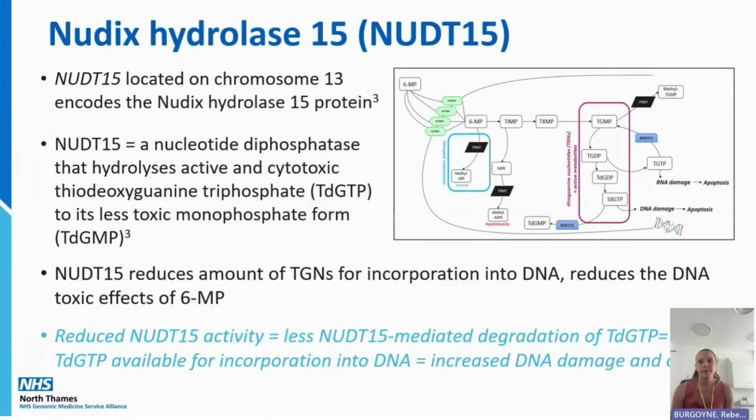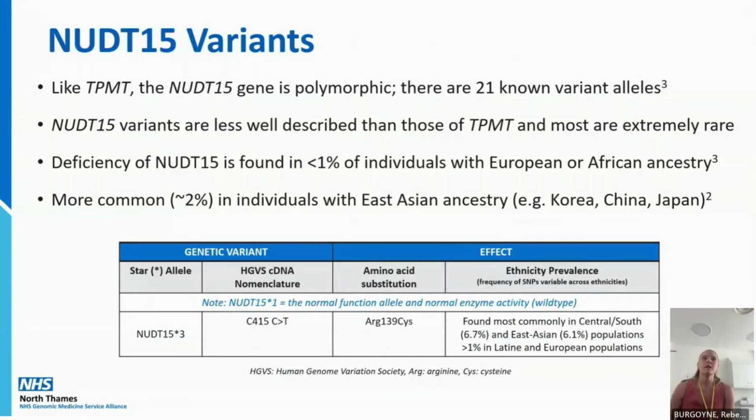So like with TPMT, reduced NUDT15 activity means you get less breakdown of the active TGNs, which means that more of these are available for incorporation into the DNA, which leads to increased DNA damage and cell death, and therefore ultimately and likely more toxicity for the patient. So like TPMT, the NUDT15 gene is polymorphic, and there are 21 known variant alleles. So these variants are far less well described than those of TPMT, and most of them are extremely rare, but they do exist.